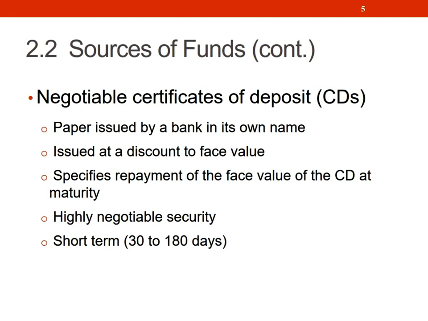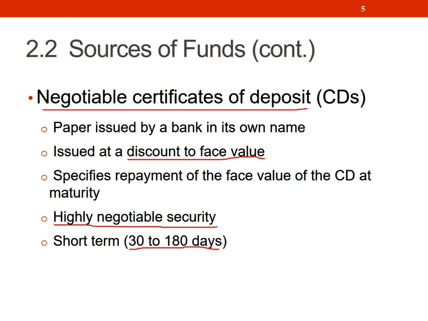A bank may also get money through issuing a negotiable certificate of deposit. So what the bank is doing here is it's issuing a security in its own name. The investor pays for that security by giving money to the bank. Because it's issued at a discount to the face value, the amount the investor pays now is less than the face value that is paid by the bank at maturity. And the maturity is anything from 30 to 180 days. And they're also a highly negotiable security, which means that if an investor holds a negotiable certificate of deposit as an investment, it can be easily sold to another investor.